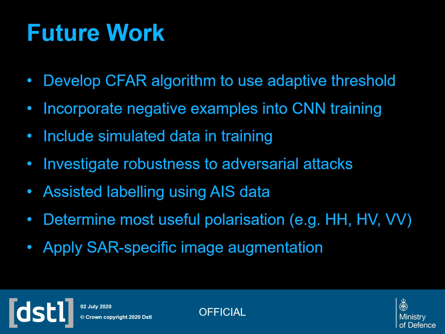So in this study, we used a fixed threshold CFAR algorithm. In the future, it'd be useful to compare to an adaptive threshold. We'd also like to incorporate negative examples into the neural network training, potentially include simulated data in training, investigate the robustness of both methods to adversarial attacks, investigate assisted labeling using AIS data, determine the most useful polarization, so HH, HV or VV, or potentially combining all three into a triple channel mode, and apply SAR-specific image augmentation such as speckle filtering and multi-looking.